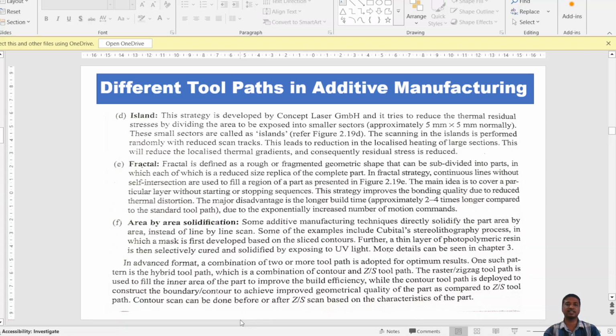Today we are discussing the totally different toolpath generation strategies in additive manufacturing.